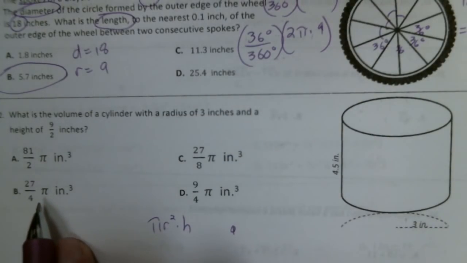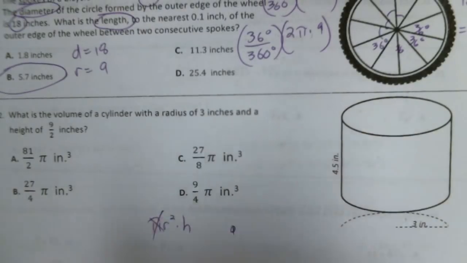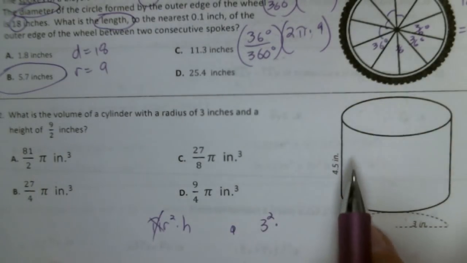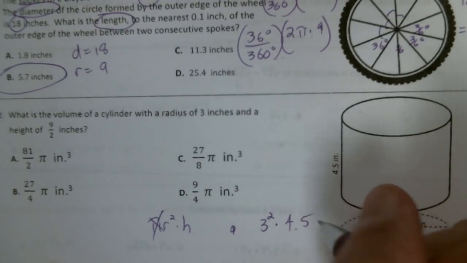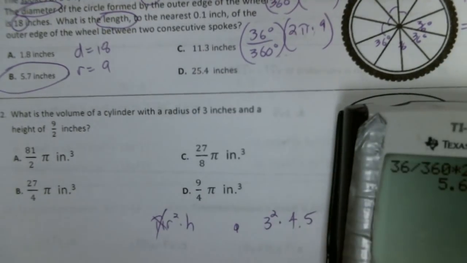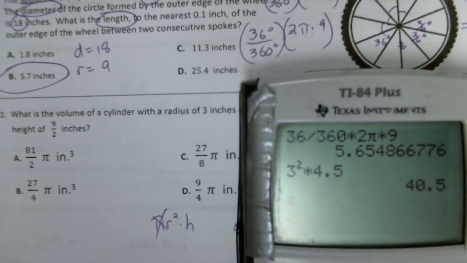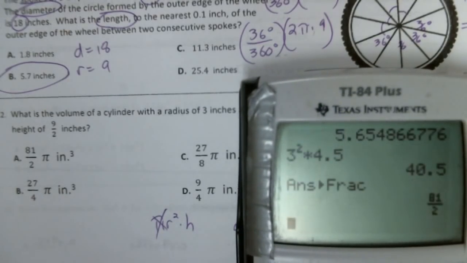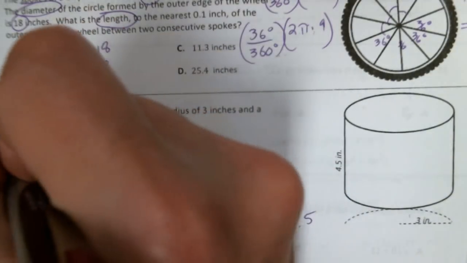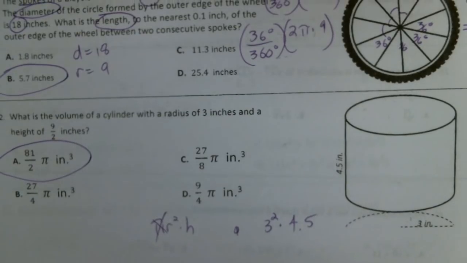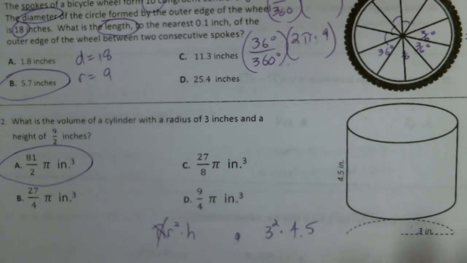However, look again, guys. All of your answers are in terms of pi, so you don't type that in. So I'm just going to type in my radius squared. That's 3 squared times my height, which is 4.5. Type that in. 3 squared times 4.5, and I get 40.5. Okay, that's not an answer choice because they're in fractions. Math. Enter, enter. 81 over 2. 81 over 2 pi.